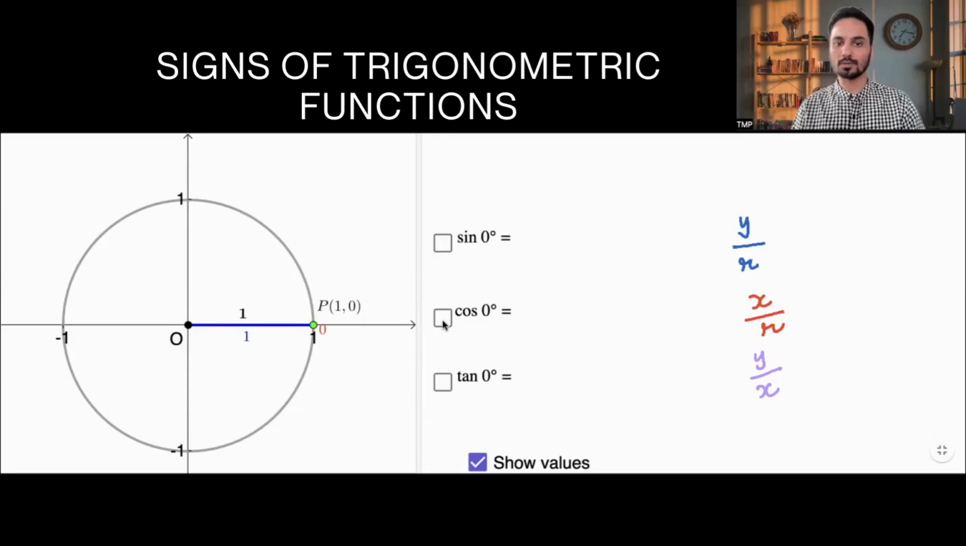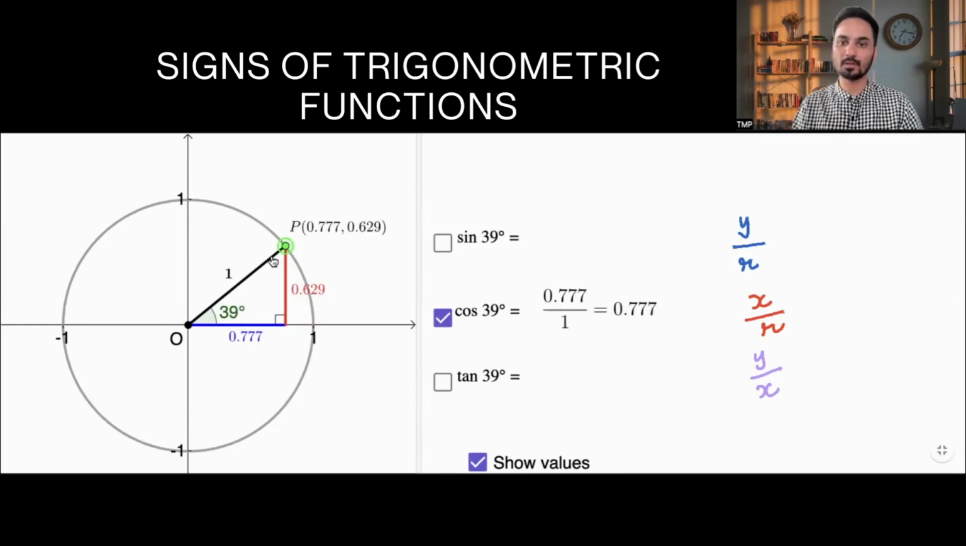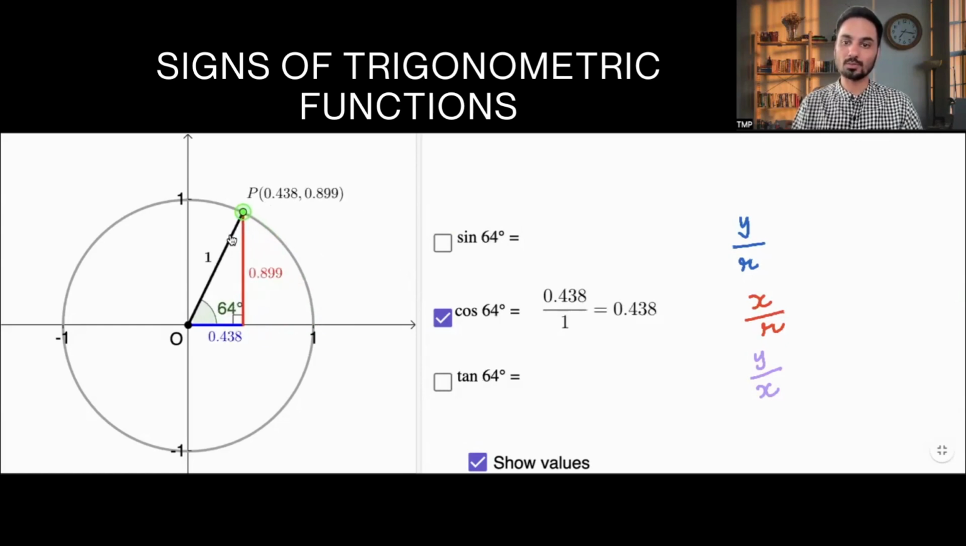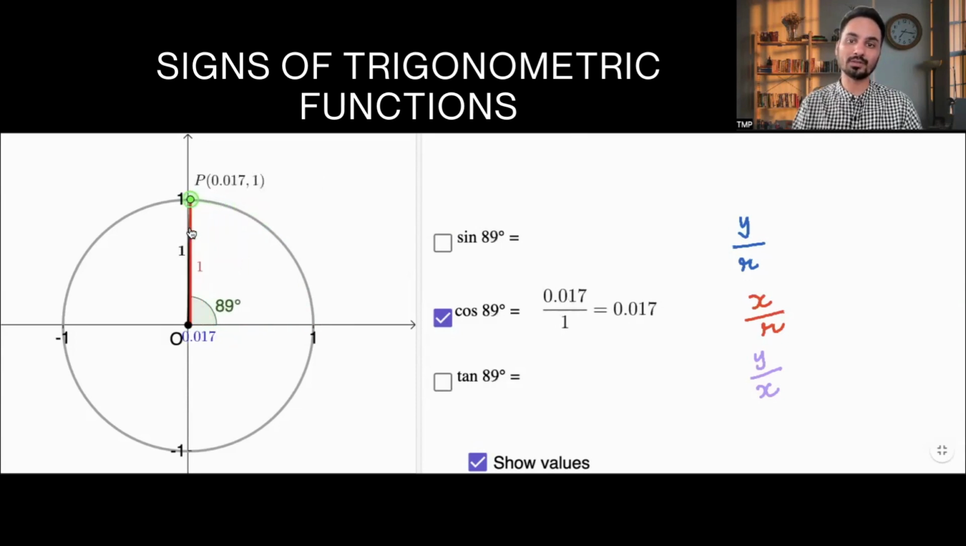Now moving on to cos 0 degree, here the value of x is 1 and the radius is also 1, or you can say the value of x coordinate is equal to the radius of the circle. So r over r is 1, or we can say 1 over 1 is 1. And as we move in anti-clockwise direction and increase the angle, you'll see that the value of cos of the given angle is positive, and it is decreasing from 1 towards 0.